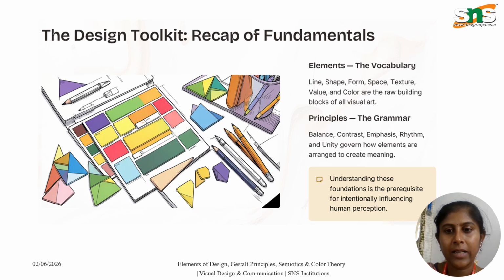This particular slide compares elements and principles. Think of elements as the vocabulary of design. They include line, shape, color, form, texture, value, and space. These are the individual components used to create any visual design. On the other hand, principles are like the grammar of design. They tell us how to arrange these elements using concepts such as balance, contrast, hierarchy, rhythm, movement, emphasis, and proportion. In simple words, elements are what we use, while principles are how we organize them.